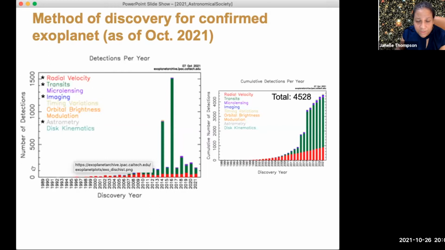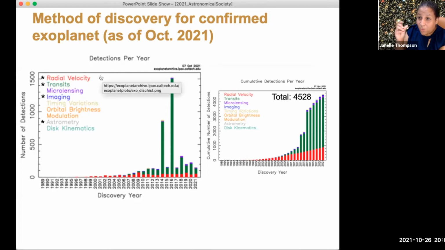This plot gives you the discovery year on the x-axis, and then on the y, you have the number of detections. It goes up to about 1,500. You can see that most of these detections are green. Green corresponds to detections made by the transit method, the fluctuation in brightness method. And coming in second is the radial velocity method. This is the method where you're looking for the wobble of the star as it orbits with the planet around a common center of mass.